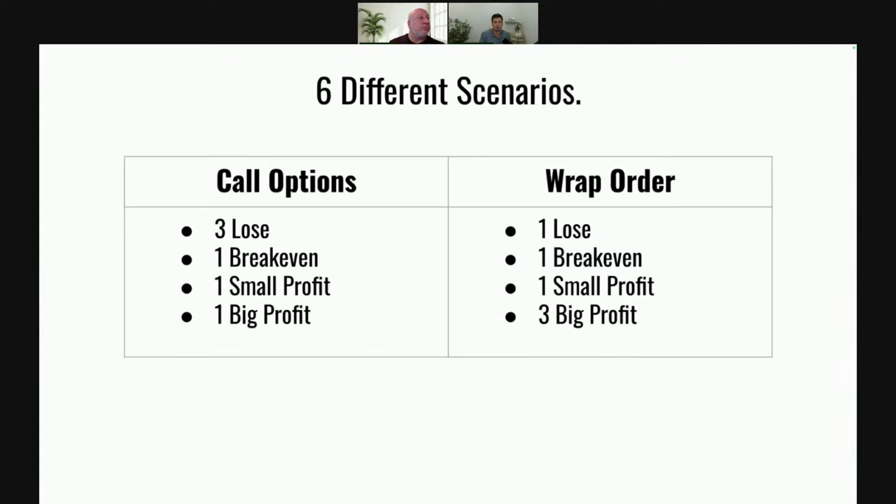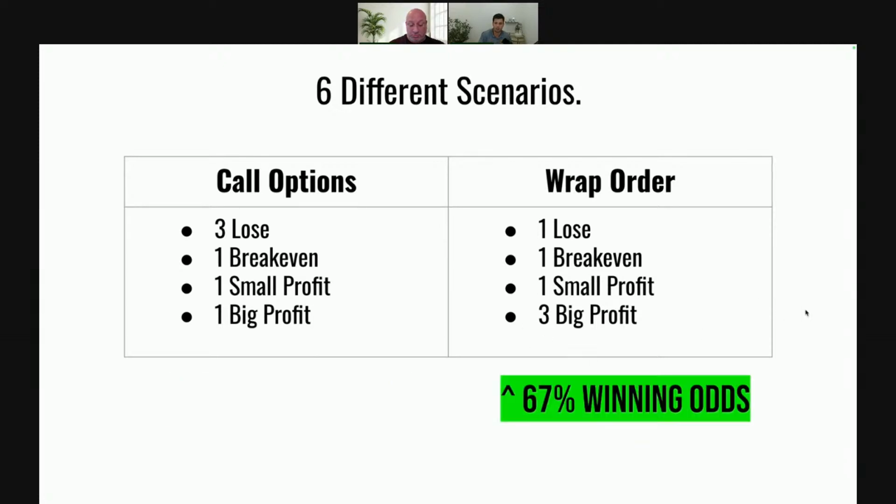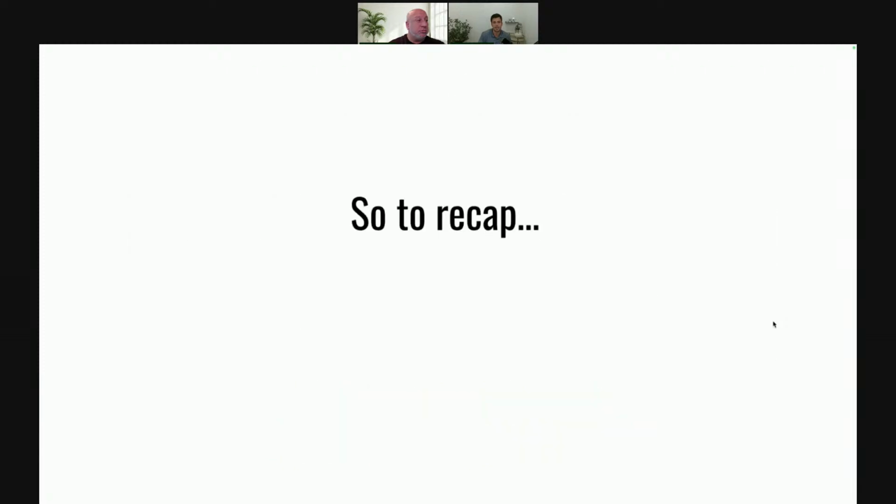So in conclusion, if we look at the 6 different scenarios here, with the call options, of the 6 scenarios only 2 are winning outcomes. With the wrap order, however, by just using what I think is the better options application, 4 of those 6 are winning scenarios. So 33% winning odds with call options versus 66, 67% winning odds on the wrap order. Now, if you ask me, that's casino-like odds by just staying consistent, knowing there's going to be good stretches, bad stretches, all in between. But over time, stocks like to go up. So by using this wrap order, I think you've got really good odds.